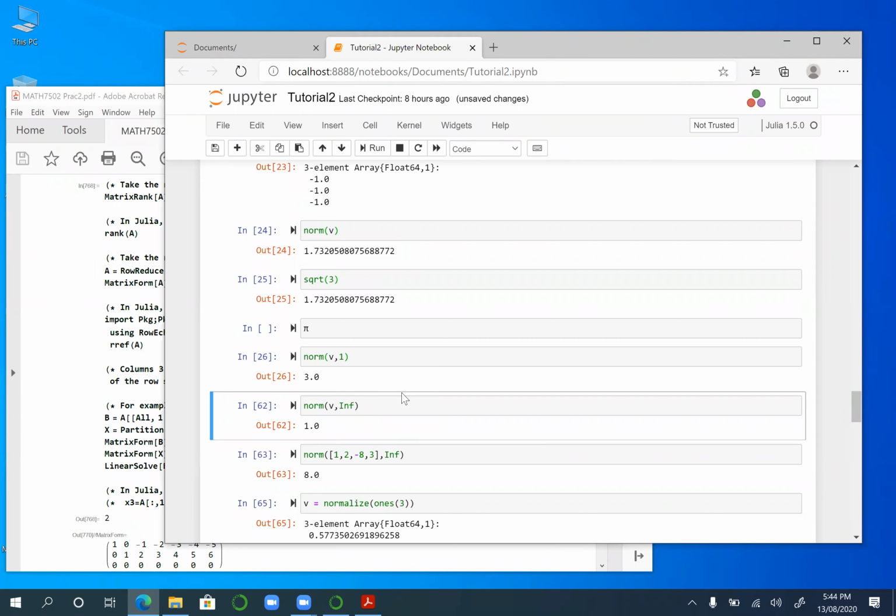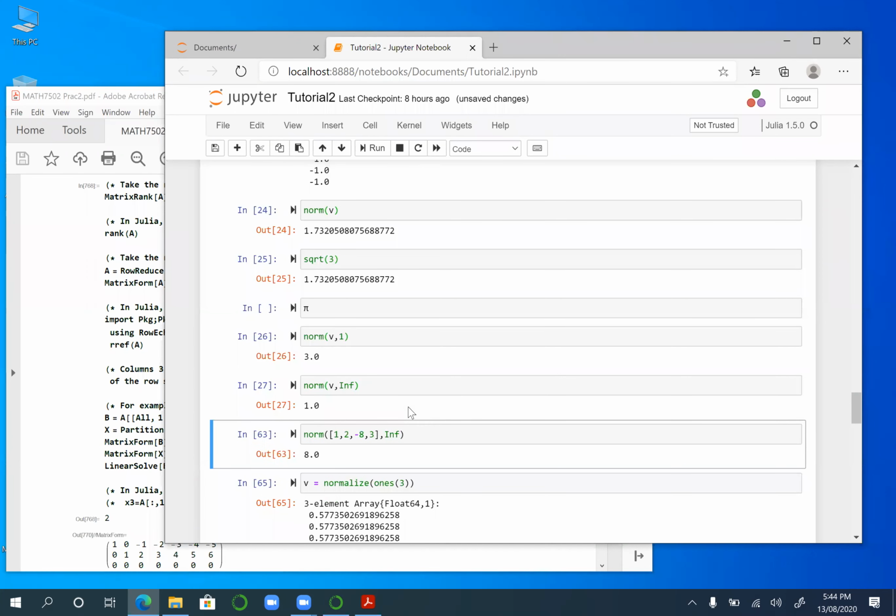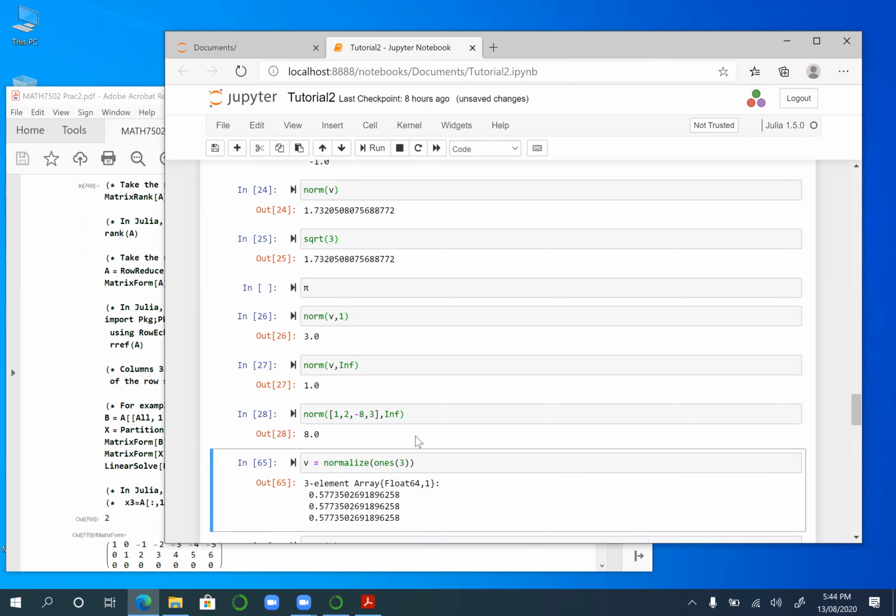But anyway. All right, so 2 vertical lines, and then you put the subscript infinity at the bottom right of that. Okay, and I'll just run it. This is the maximum absolute value of the entries. Okay, and we got 1. All right, so let's just try this again on the vector 1, 2, -8, 3. Okay, and we get 8 just as expected.